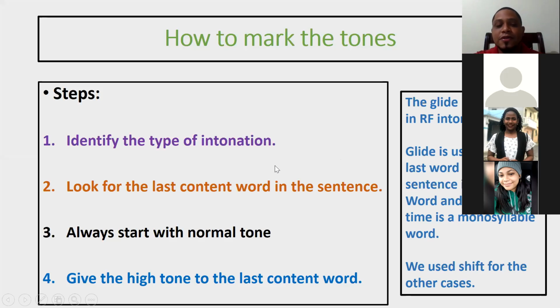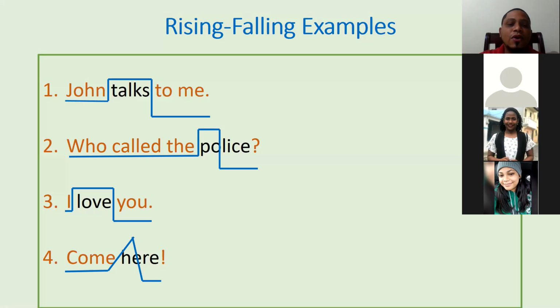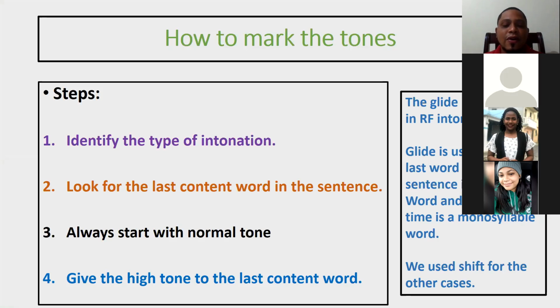Now think about the 4 steps. Step number 1, identify the type of intonation. Then look for the last content word in the sentence, okay? That's step number 2. Step number 3, start with a normal tone all the time. And step number 4, give the high tone to the last content word.